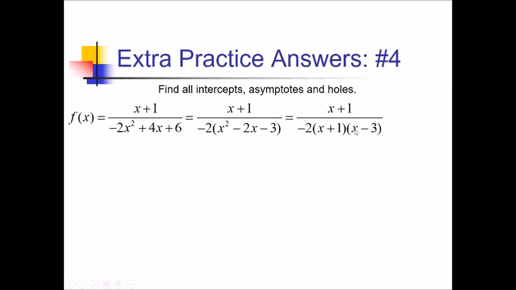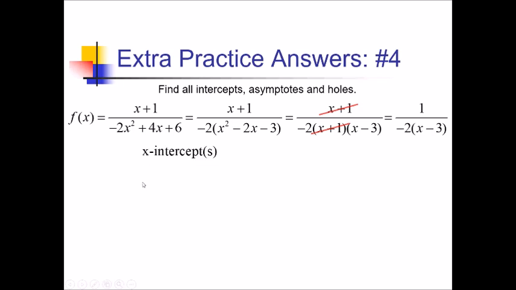So I can write x plus 1 and x minus 3 along with the negative 2 that's already down there. And hey, look at that. The x plus 1s here are going to cancel. So I can turn this into 1 over negative 2 times x minus 3. All right, so that's going to be very helpful as we go through these different features.